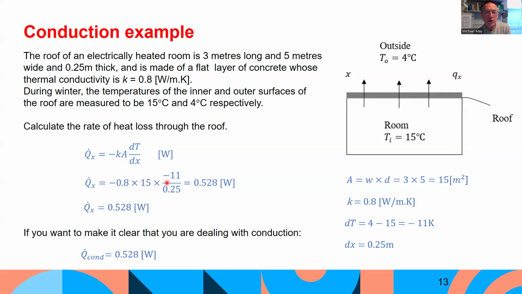So we put them into our equation. So the double negative makes a positive, and we have 0.528 watts. And if you want to make it clear that you're dealing with conduction, put a subscript COND at the end.